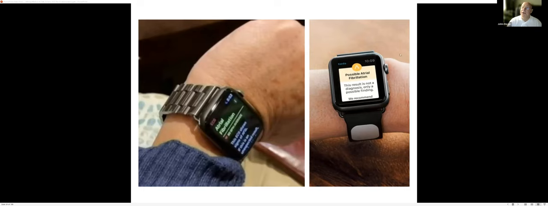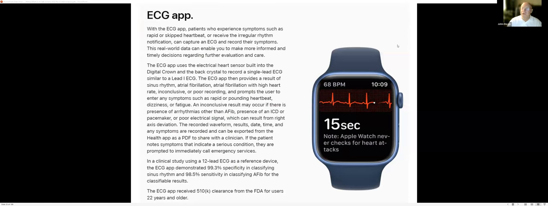And we know that that's potentially an important thing because it increases the risk of a stroke times 5, and there's a variety of treatments available. So here is the electrocardiogram app. Notice that the Apple Watch never checks for heart attacks, but it is possible that in the future, it looks at what's called the ST segment of the electrocardiogram and warns you of a heart attack because of an analysis of the ST segment. I'm sure that's something that's going to come along in the future, and that can be something that can save lives.